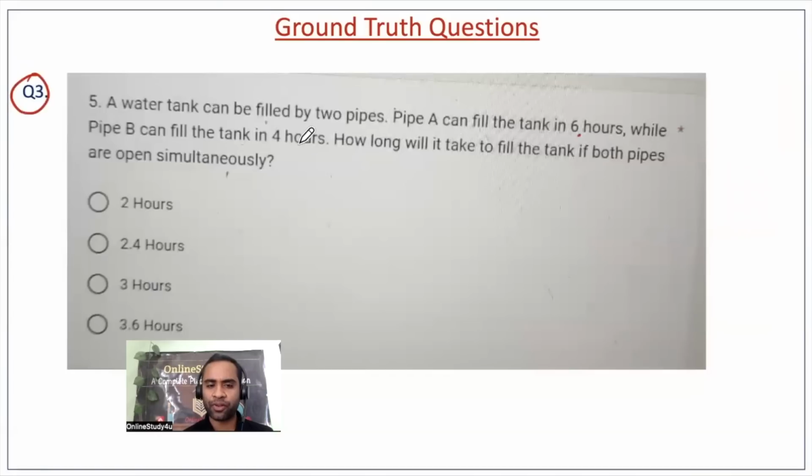So here 6, 4. The LCM of 6 and 4 is 12. 12 by 5 is 2.4. So 30 seconds is more than sufficient. Even you can just look at the question and you will be able to solve it. But anyway, let us understand in detail.